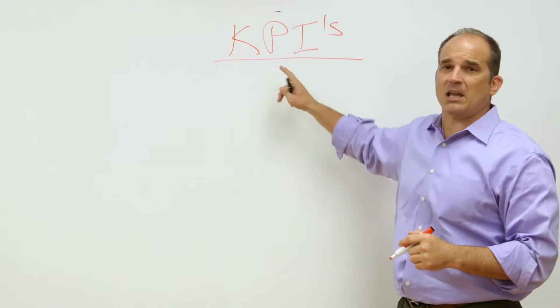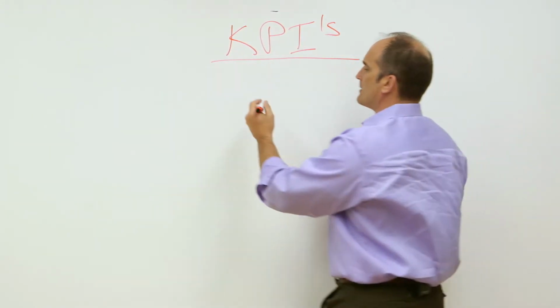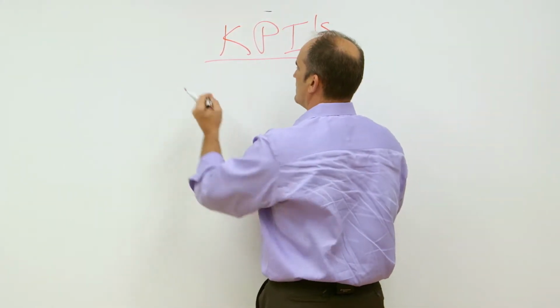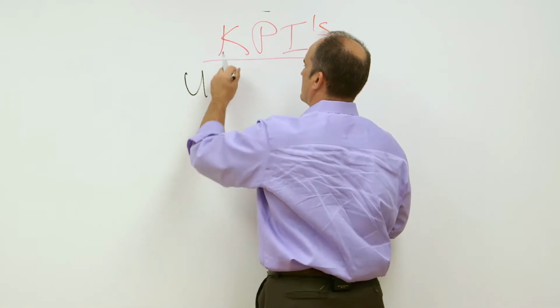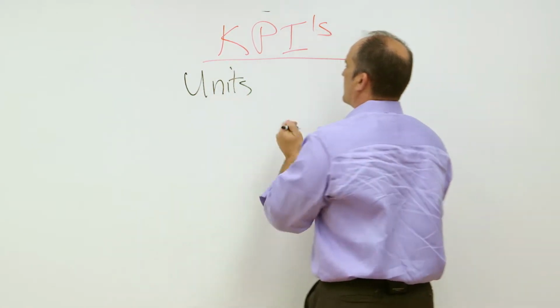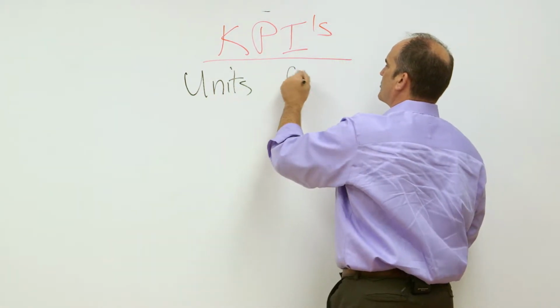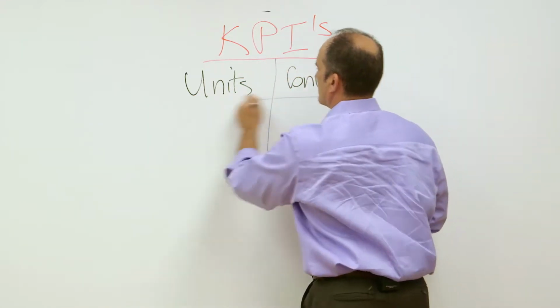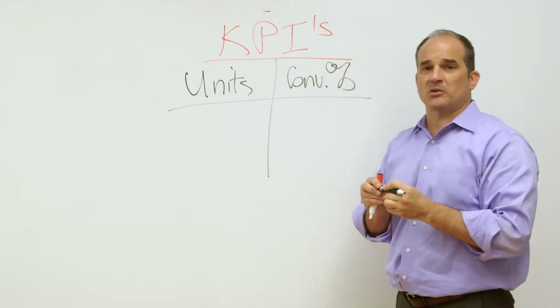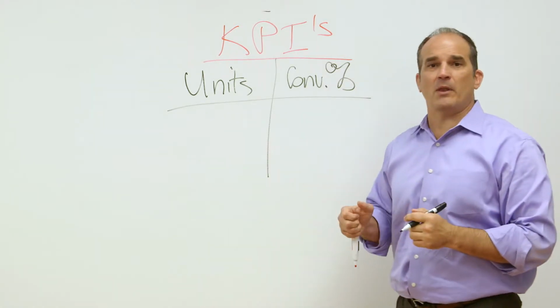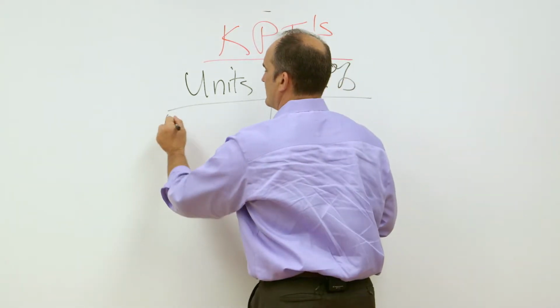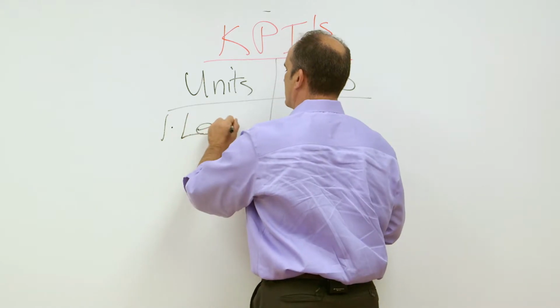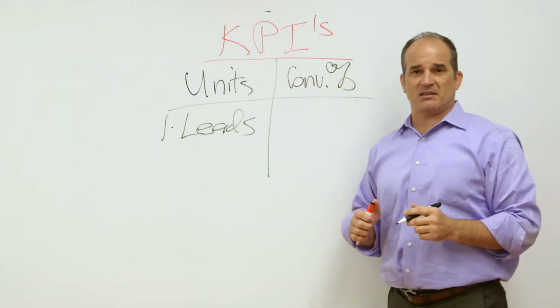Now we're going to break these KPIs down into units, and we're going to break them down into conversion rates. First and foremost, when it comes to units, the number one thing that you want to understand is how many leads did I get into my business today?